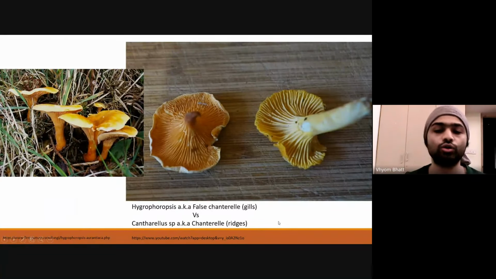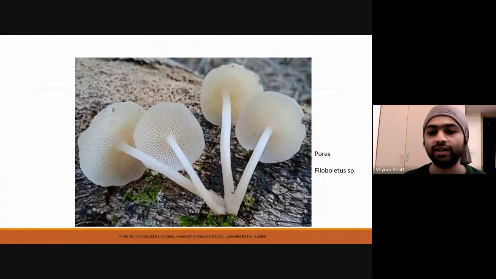So undersides are crucial. Undersides can only be seen if you bend or pick up the mushroom and cut it and send a picture or look at it.